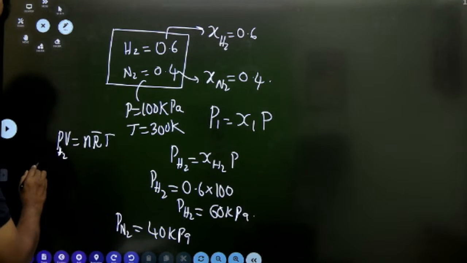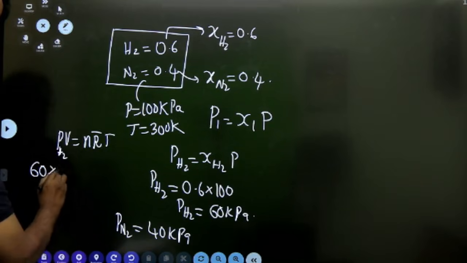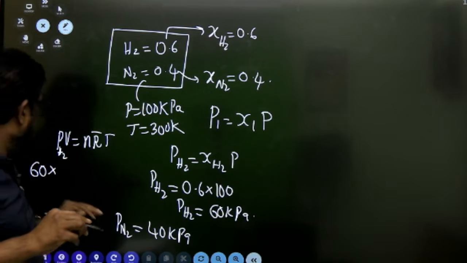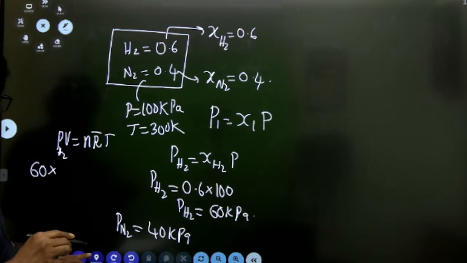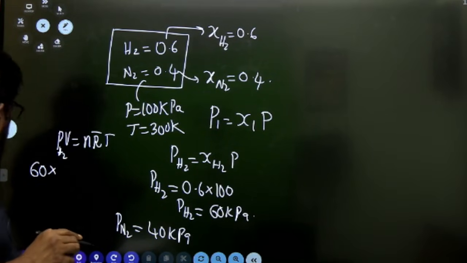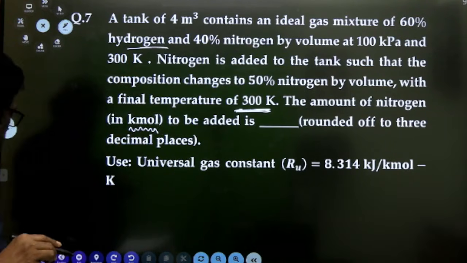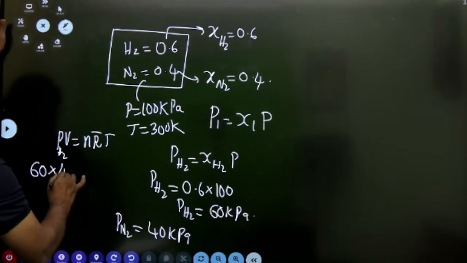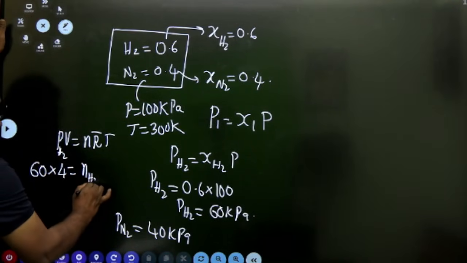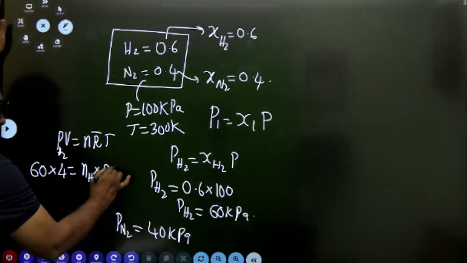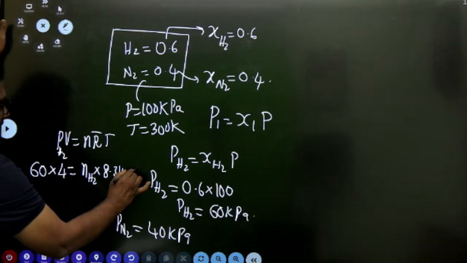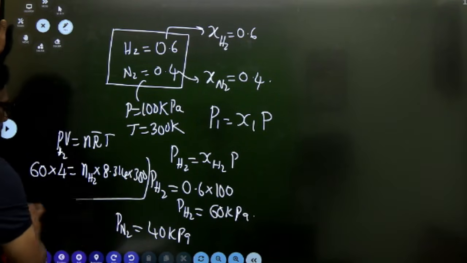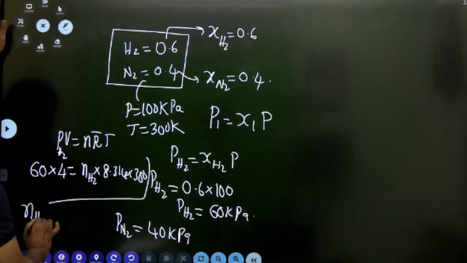P of hydrogen कितना है सर? 60. And what is the volume of the tank? He has given, I think. कहाँ पे दिया है? 4 meter cube. Correct. देखो, volume of the tank is 4 meter cube. Number of moles of hydrogen, R bar 8.314, and the temperature is 300. So from here, I'll be calculating the number of moles of hydrogen.